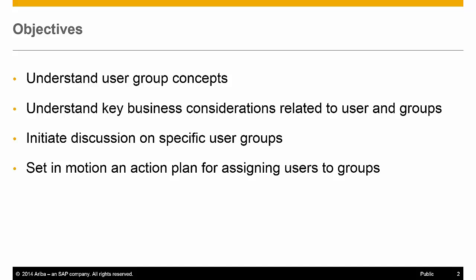Specifically, our objectives will be to understand user group concepts, primarily what are all the areas that groups impact in the system, and then what are the key business considerations related to users and groups. Groups in Ariba are what define our security framework and are also used to primarily drive approval flows. So we will discuss each of those areas.